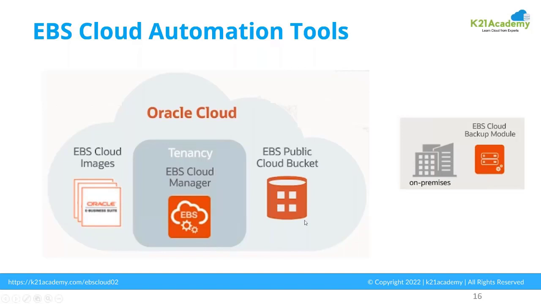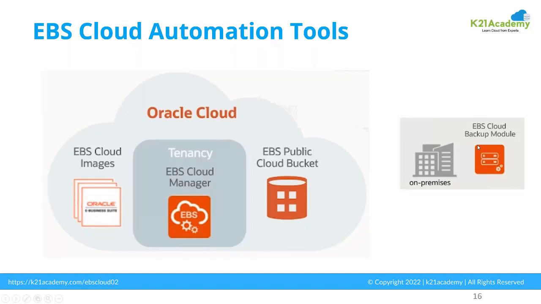Then you have got this EBS public cloud bucket, which basically stores your backup whenever you are configuring it or you are taking the on-premise backup. So this is an object storage bucket in which the backup will automatically be there, and when you want to create the instance using EBS Cloud Manager, it is going to access it directly from there. So the EBS public cloud bucket is going to hold your backups and everything.